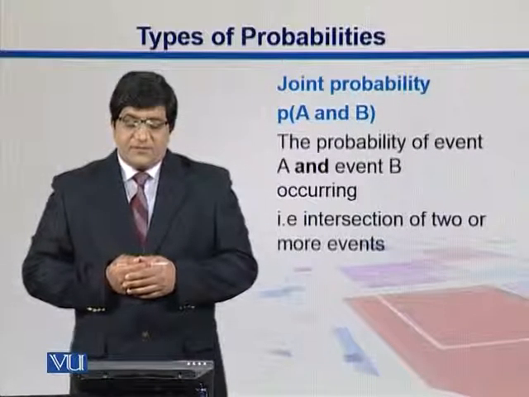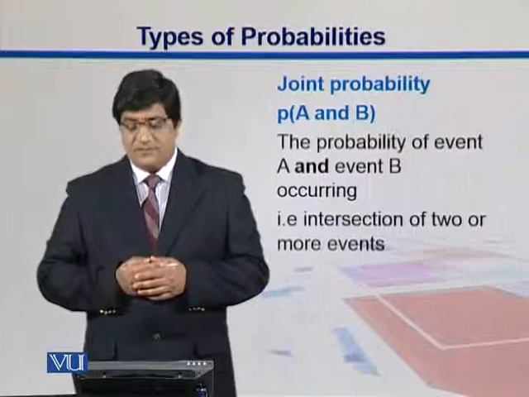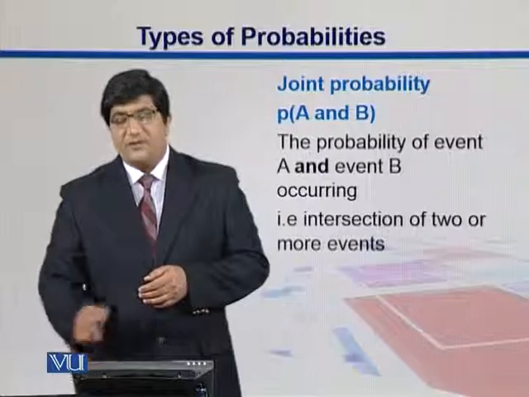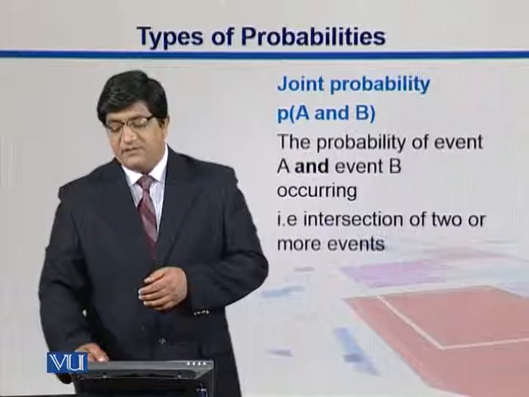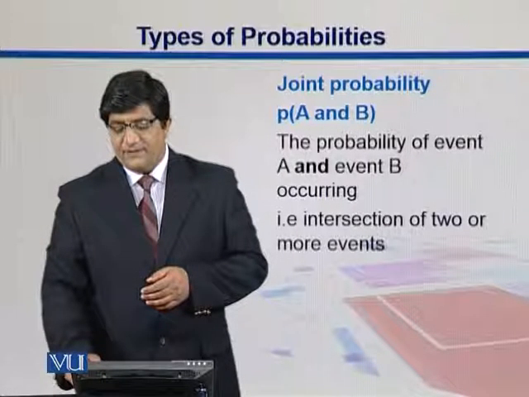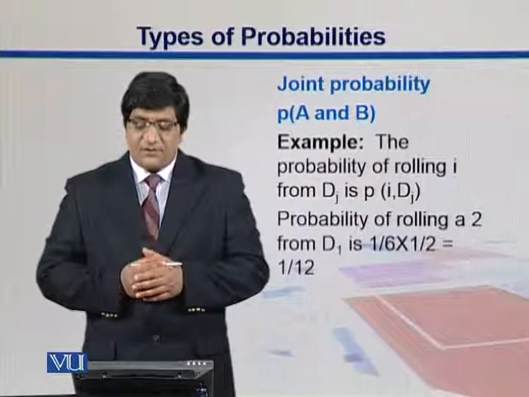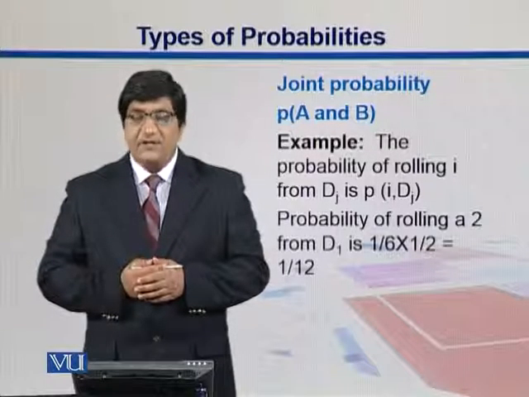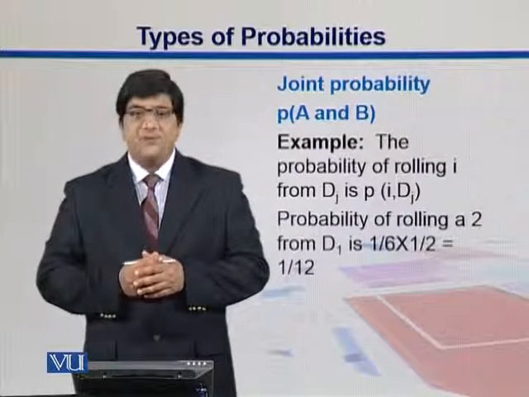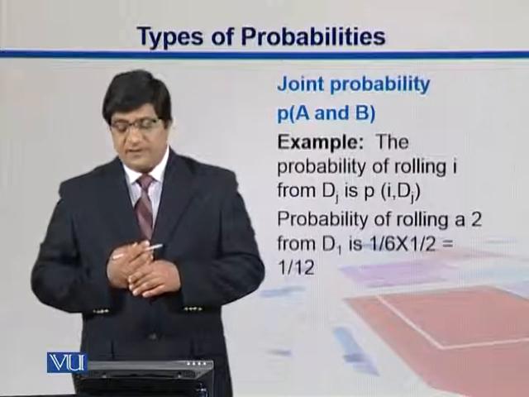Joint probability is the probability of A and B occurring together. So maybe the intersection of two events. It can be the intersection of these two events, or we can have more than two events. What is the probability of seeing them together is the joint probability. Normally it's represented as the probability of A and B, which is also the probability of their intersection. The probability of rolling i from dj is P of i comma dj. So that is the representation. Here we want to see the joint probability of rolling a number, say for example a number 2, from a die which is actually die 1.